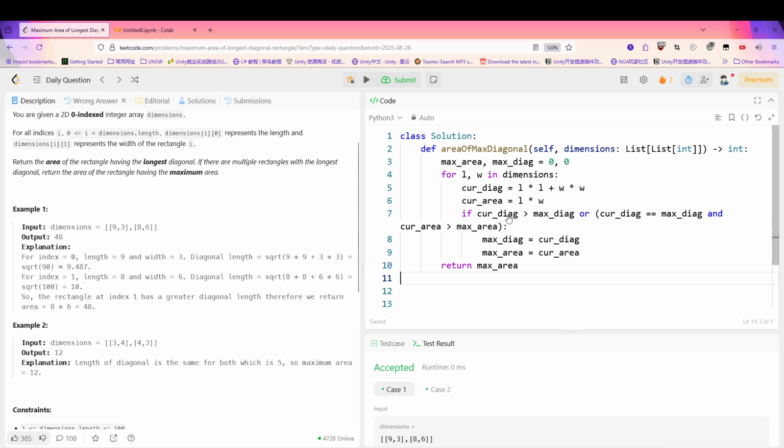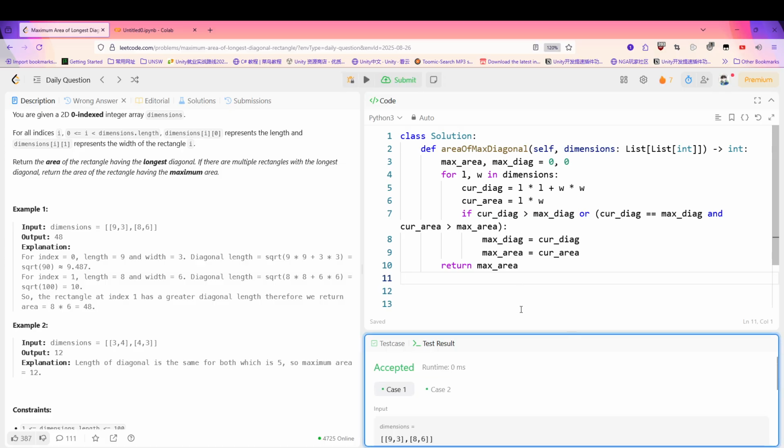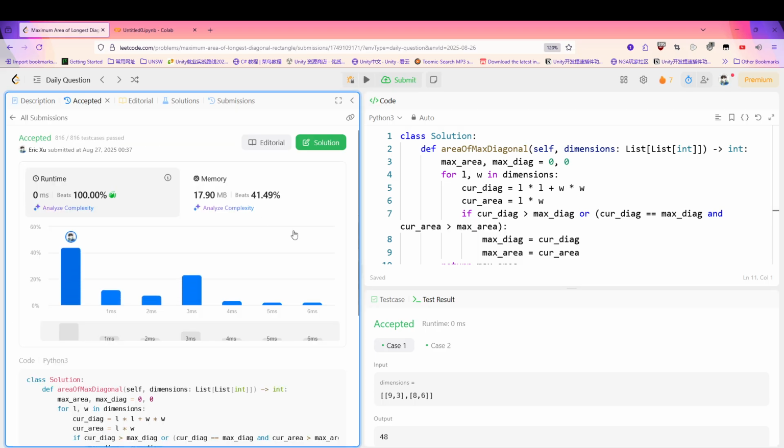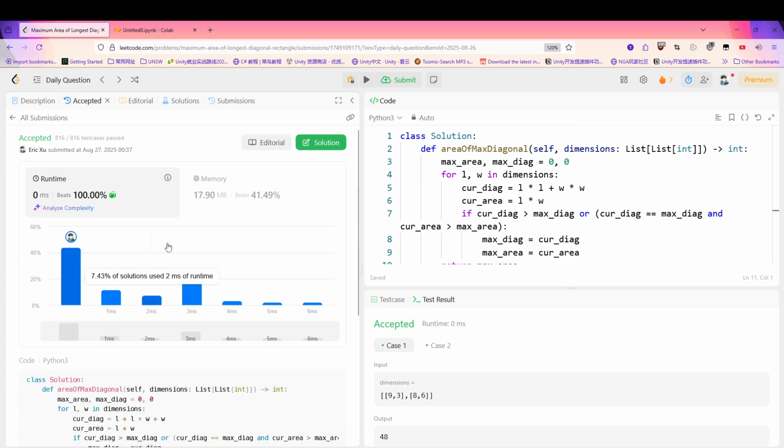So let's check if our code is correct. As you can see, we passed the test case here, so let's submit. Okay, everything looks fine, right? I think today's question is much easier compared to the last day's question, but there is a trick here, and you need to pay attention to this one.